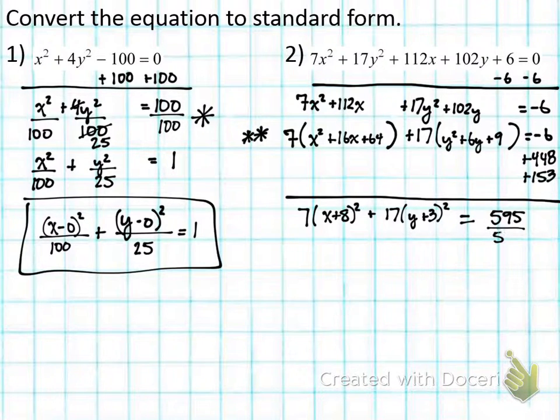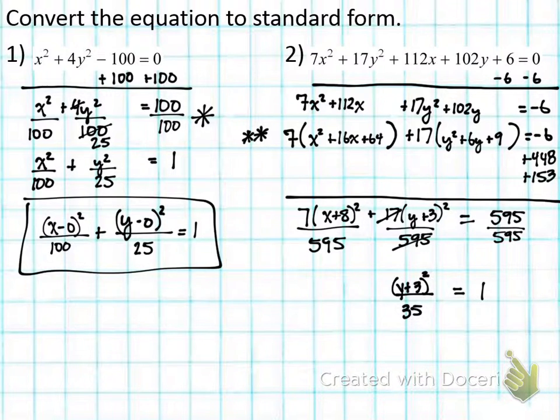595 divided by 595 is equal to 1. So whatever I do to one side, I do to every term on the opposite side. Now we have fractions here. What goes into both 7 and 595? 7 does. 7 divided by 7 is 1, 595 divided by 595 is 1. What goes into both 17 and 595? 17 does. 17 goes into 595 35 times. 17 cancels itself out, so we're just left with y plus 3 squared.